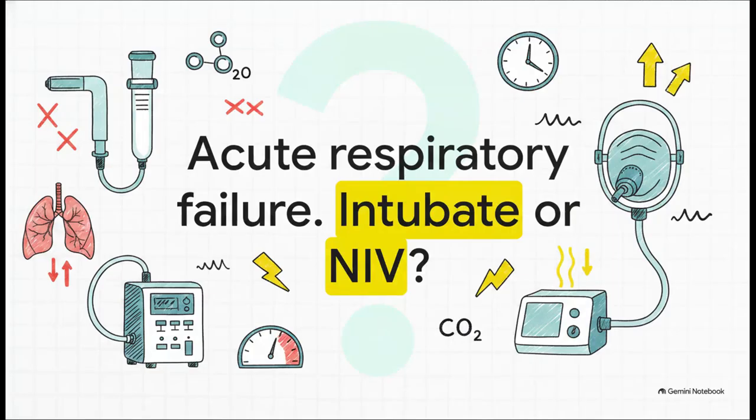Your patient is in acute respiratory failure. Their spontaneous breathing just isn't cutting it anymore. Blood oxygenation is tanking, or carbon dioxide is rapidly accumulating. You have to make a choice, and choosing the right tool, right now, is literally the difference between saving a life and causing harm. So what exactly are your primary tools?